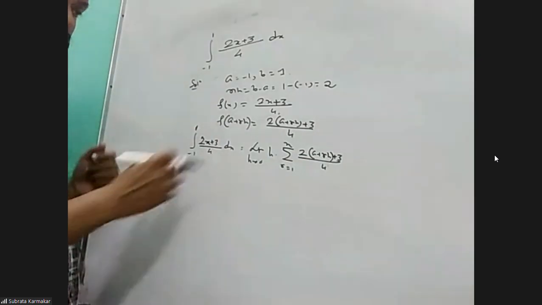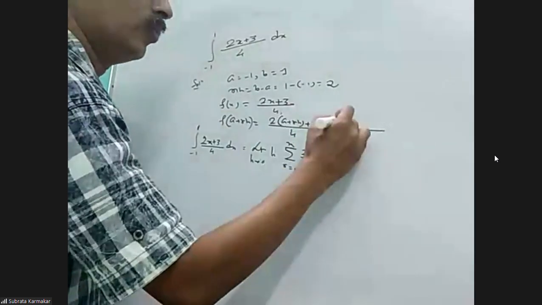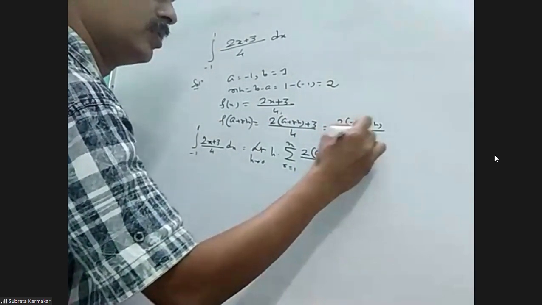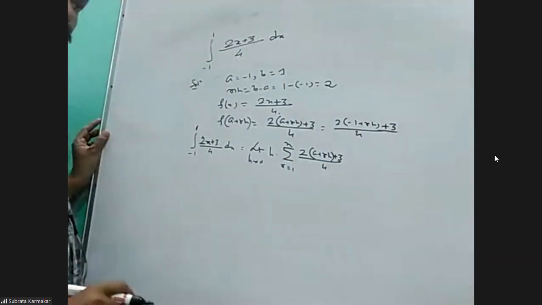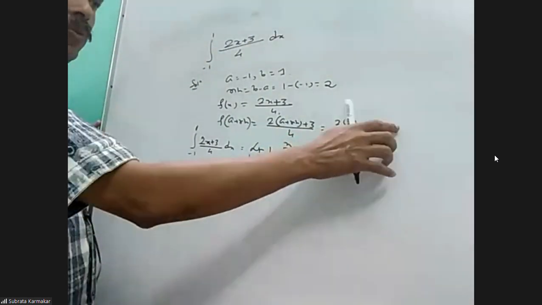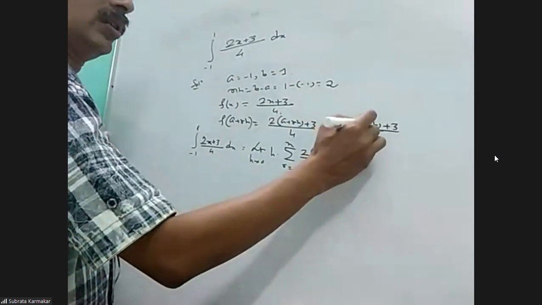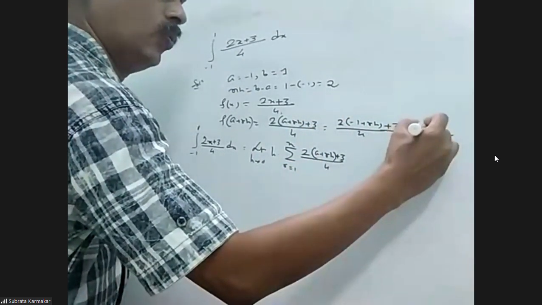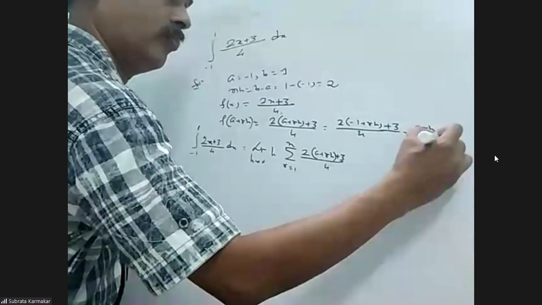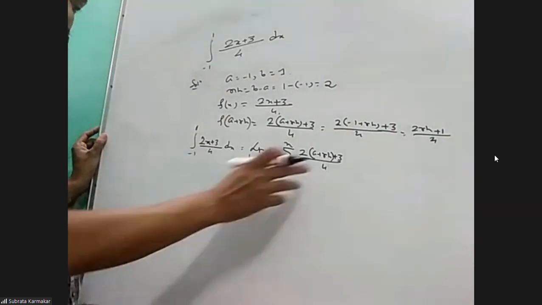So what will be the simplified form here? In the beginning, if you put a equal to minus 1, 2 into minus 1 plus rh, by 4 plus 3. So after calculation, here minus 2 plus 3 means 1. So from here we get 2rh plus 1 by 4. Is it clear?